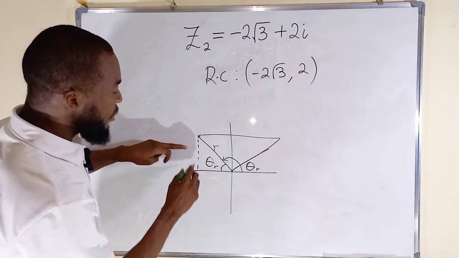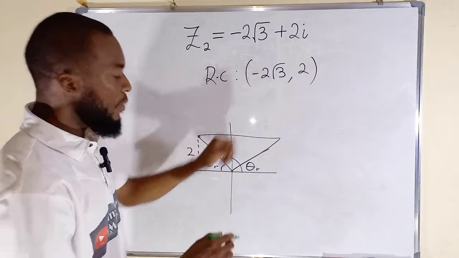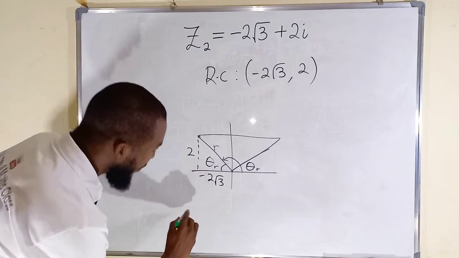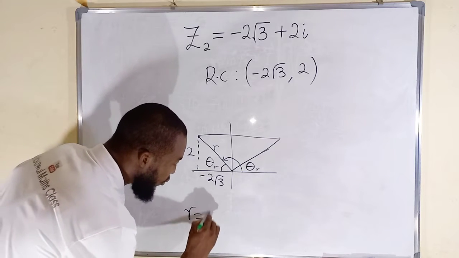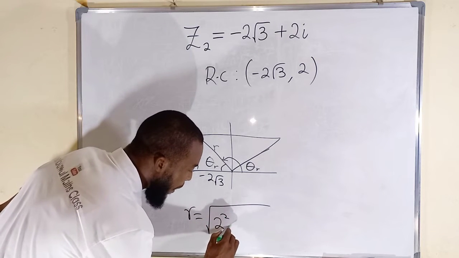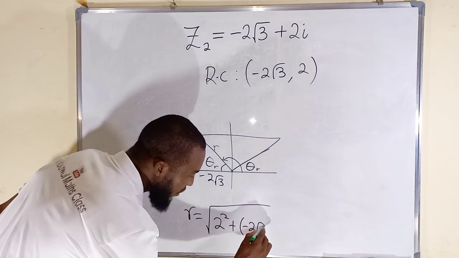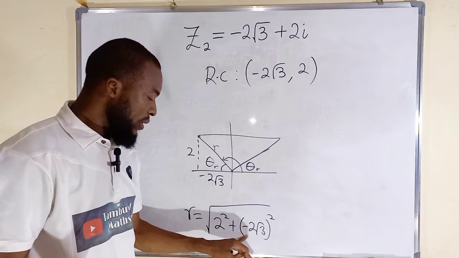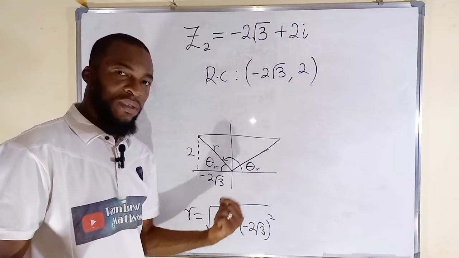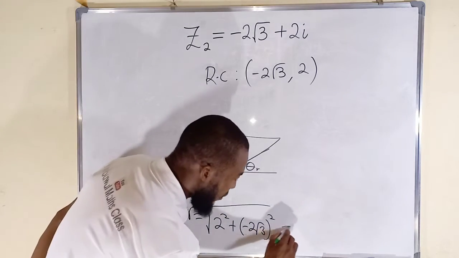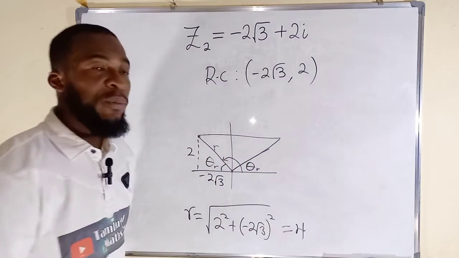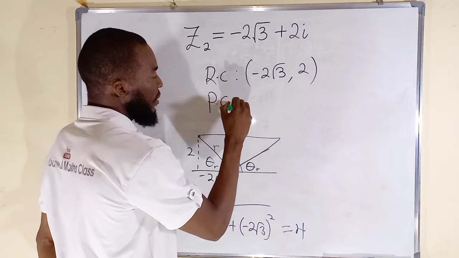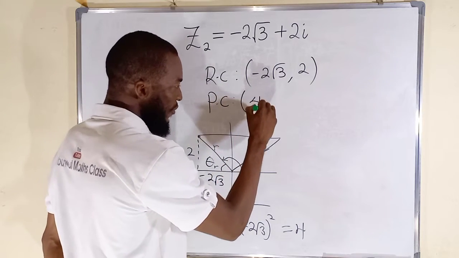You know, the imaginary part is 2 and the real part is negative 2 root 3. So R is equal to the square root of 2 squared plus negative 2 root 3 also squared. This is 12, this is 4. If you add them together, you get 16. Square root of 16 is equal to 4. Remember, we are looking for only the positive value. So therefore, the polar coordinate, we have seen that R is 4.